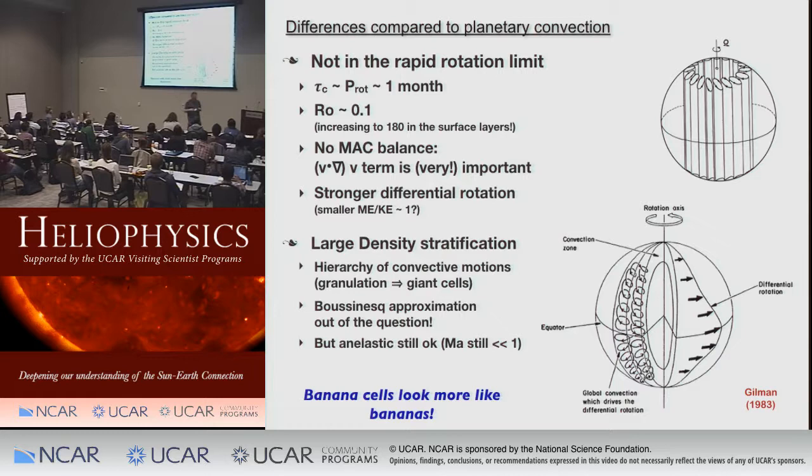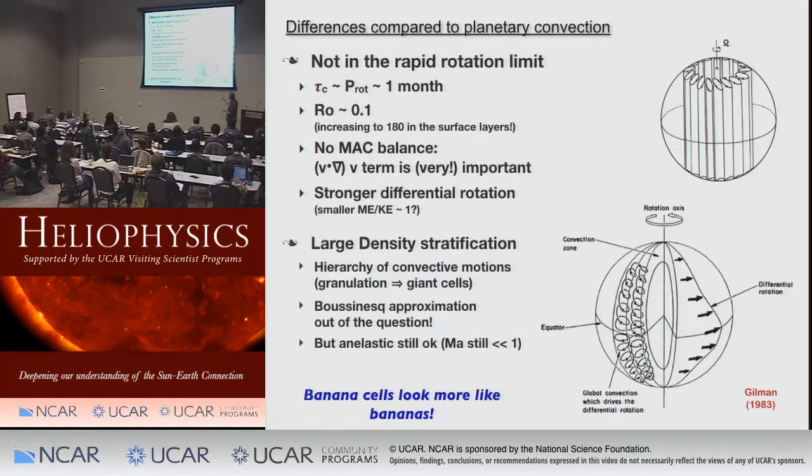These are bananas in two senses. They're curved this way, but when the differential rotation tries to shear them out, they're also curved in this direction. So at the equator they tail off in a westward direction at higher latitudes.